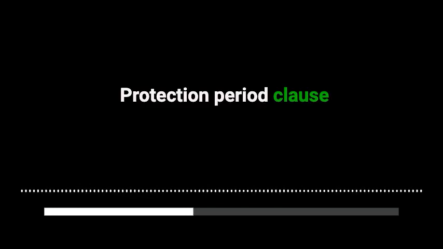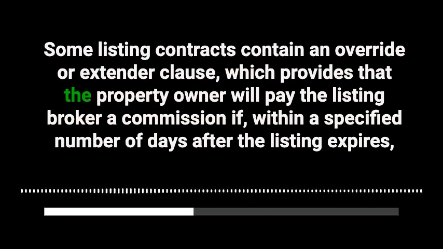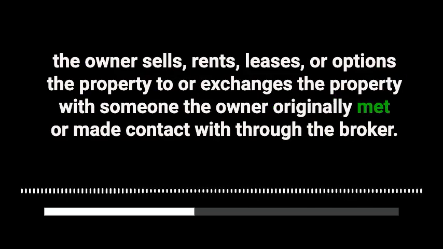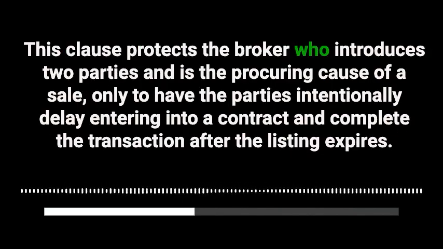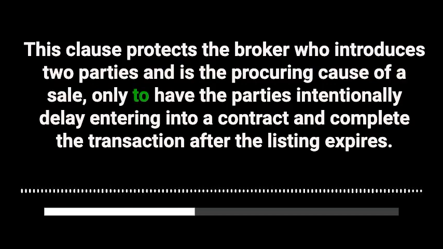Protection period clause. Some listing contracts contain an override or extender clause, which provides that the property owner will pay the listing broker a commission if, within a specified number of days after the listing expires, the owner sells, rents, leases, or options the property to or exchanges the property with someone the owner originally met or made contact with through the broker. This clause protects the broker who introduces two parties, and is the procuring cause of a sale, only to have the parties intentionally delay entering into a contract and complete the transaction after the listing expires.